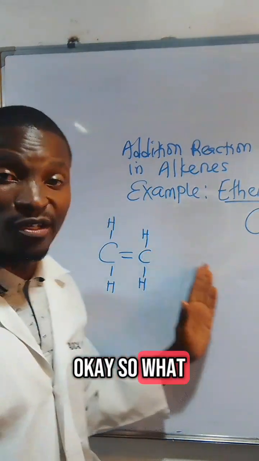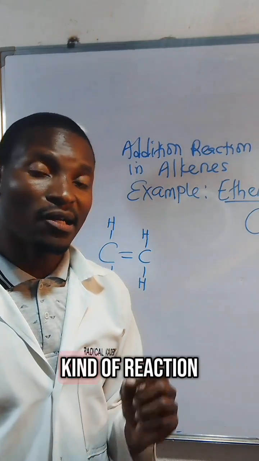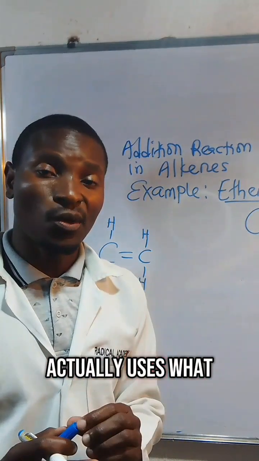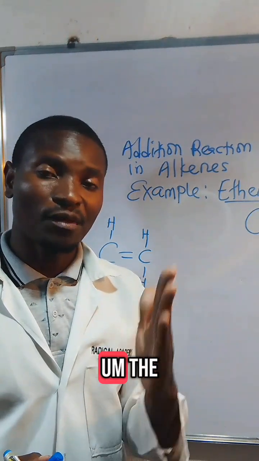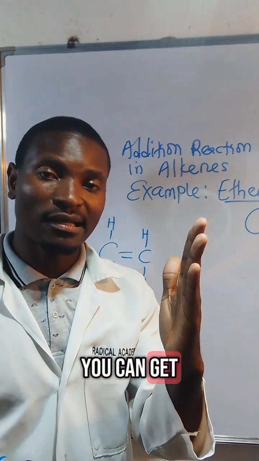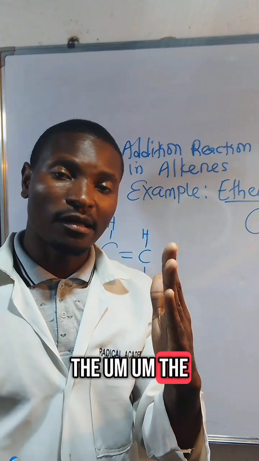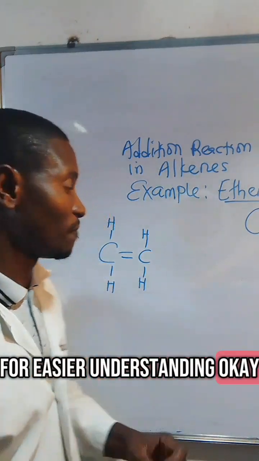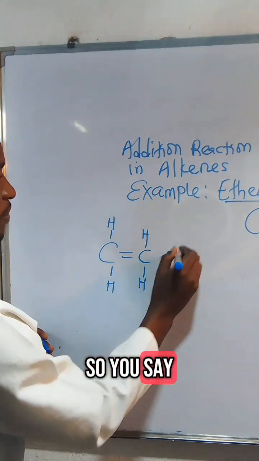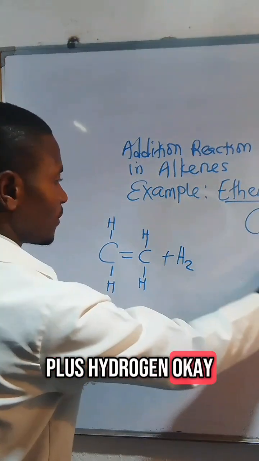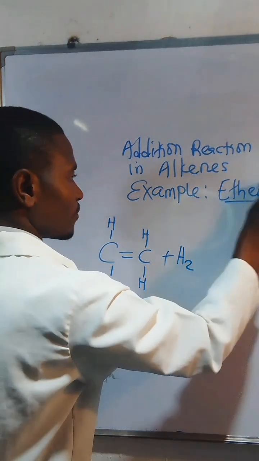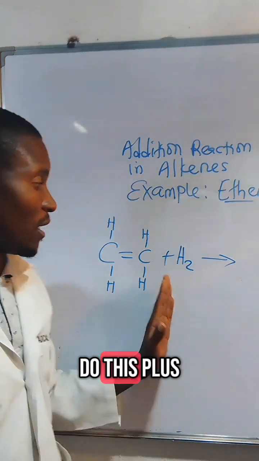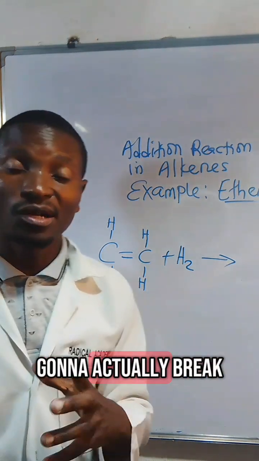Okay, so what do you use? You use the kind of reaction called addition reaction. Now, normally this uses an atom like maybe hydrogen for easier understanding. Okay. So you say plus hydrogen. So once you do this plus hydrogen, then it's going to break the double bond.